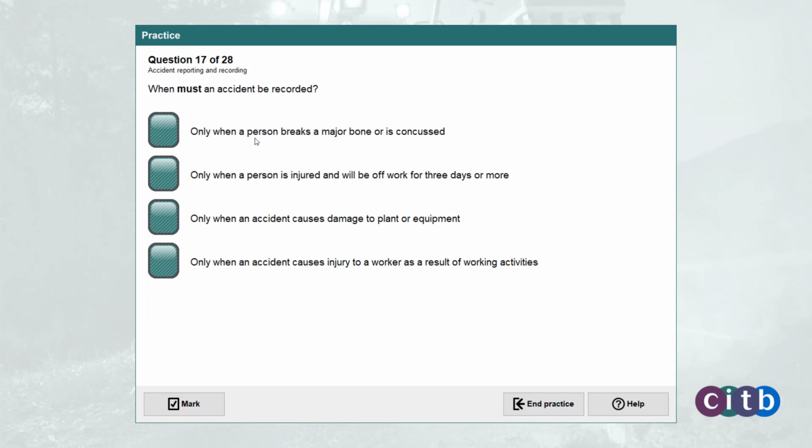When must an accident be recorded? Only when a person breaks a major bone or is concussed. Only when a person is injured and will be off work for 3 days or more. Only when an accident causes damage to plant or equipment. Only when an accident causes injury to a worker as a result of working activities.